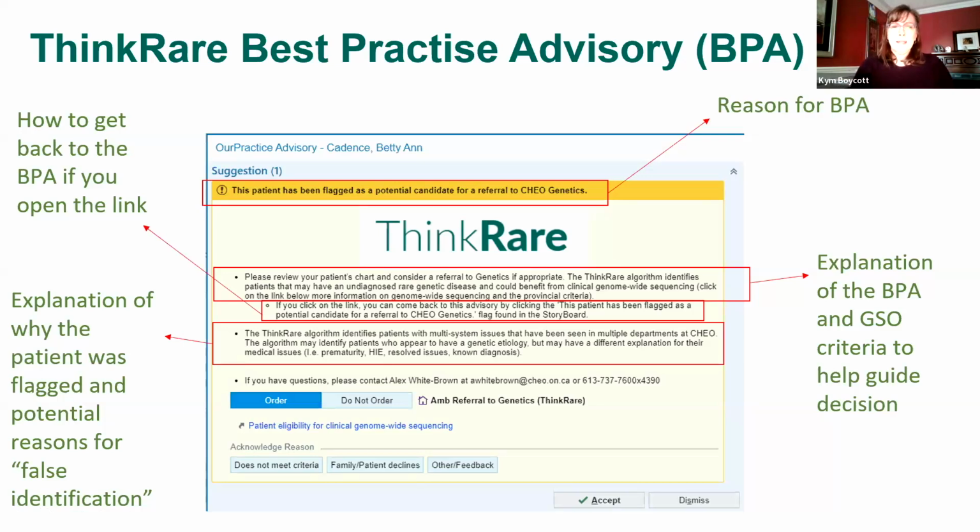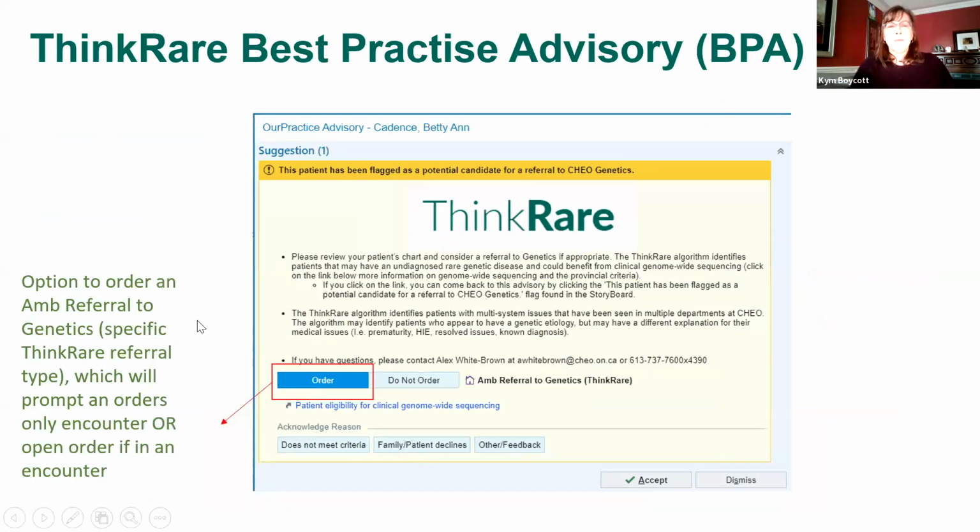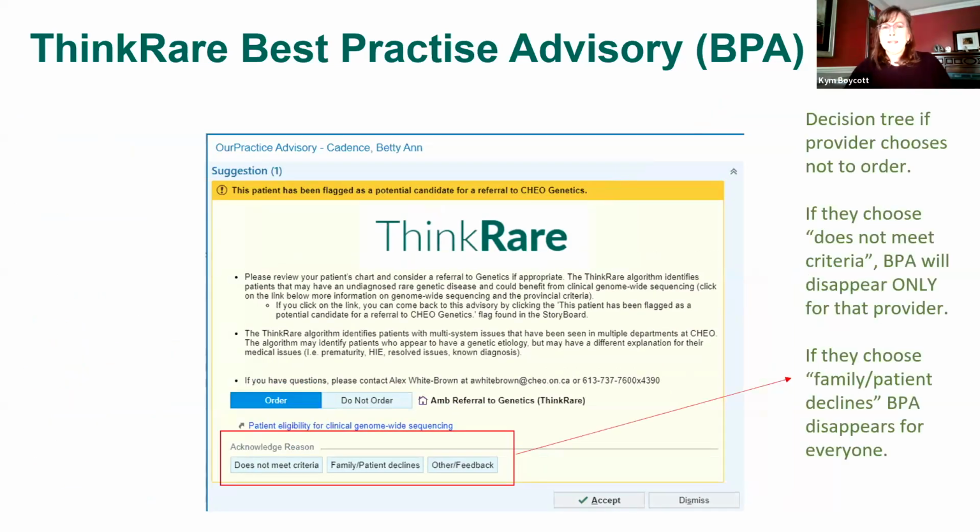And then one can click on the order button, and you'll get an ambulatory referral to genetics, specifically to the ThinkRare clinical stream, which will allow us to track things on the other end. And if they choose not to order, we do have an acknowledgement reason at the bottom, because we need to understand why that patient wasn't particularly a good fit. The BPA will only go away for that provider if they pick a reason. That's going to be helpful in terms of tracking to make sure no one's been missed.